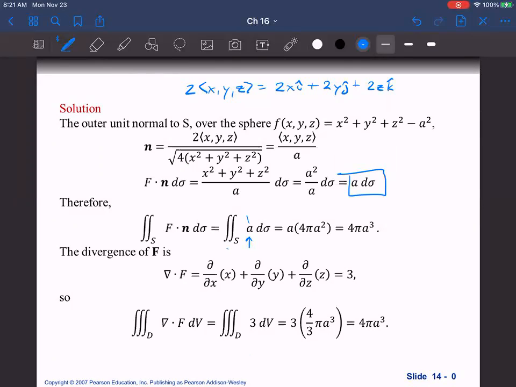But yeah, that integral, you can take that a out in front and do that integral, and it's just the surface area of the sphere then. And so we're just adding it all up over the surface area of the sphere essentially.